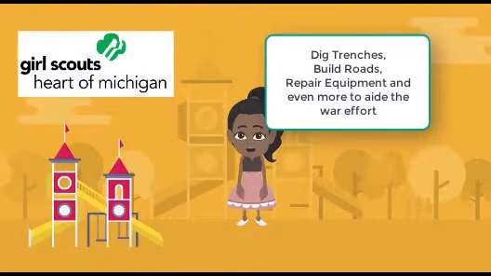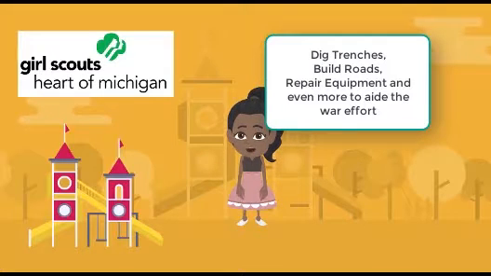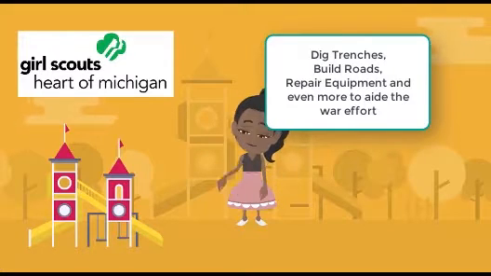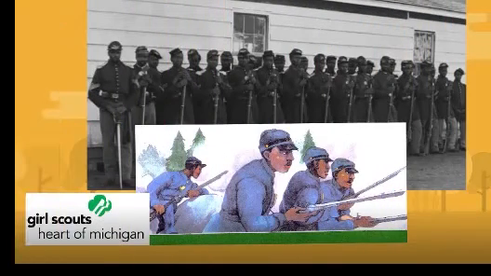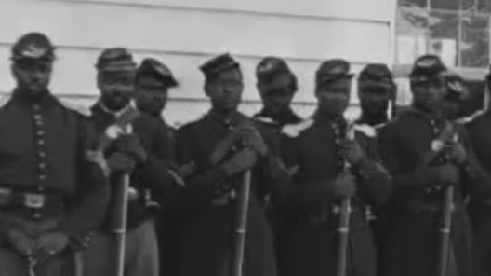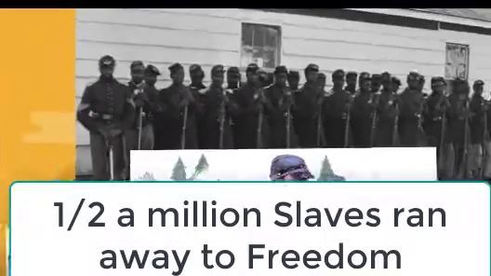Those who made it to the Northern Army camps were paid to dig trenches, build roads, repair equipment, and aid the war effort. In addition, 1,800 men fought as soldiers in all black units. Women nursed the wounded, cooked, and did the laundry. Some, like Harriet Tubman, became spies for the Northern Army. During the 4 years of the war, 500,000 slaves ran away to freedom.